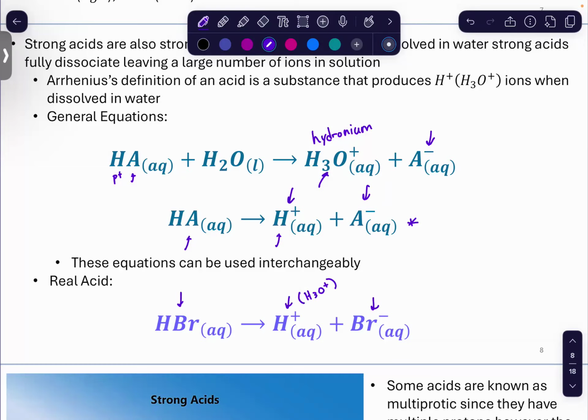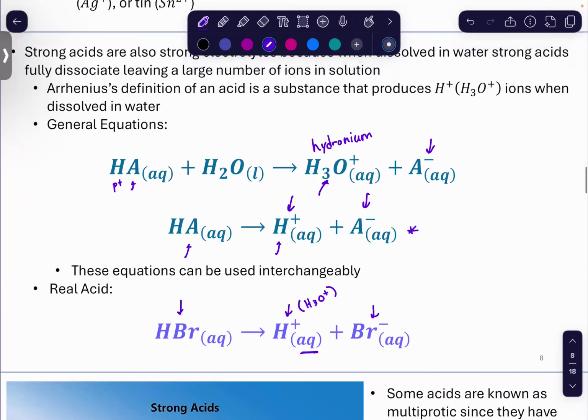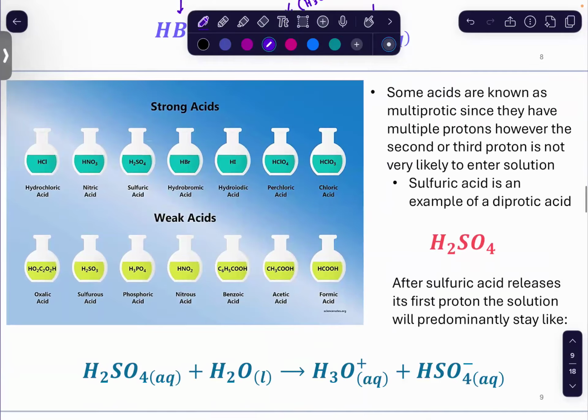And so, again, this is a dissociation equation, but you know that this species actually exists as hydronium. And that's what we mean by aqueous. Aqueous means dissolved in water. So start wrapping your head around generalized equations and how those relate to actual acid equations. So here's some strong acids for you.